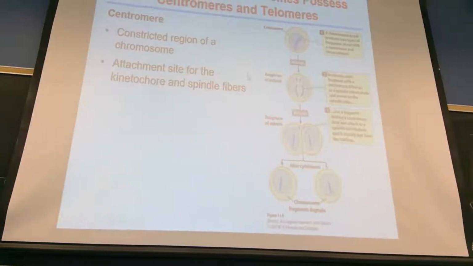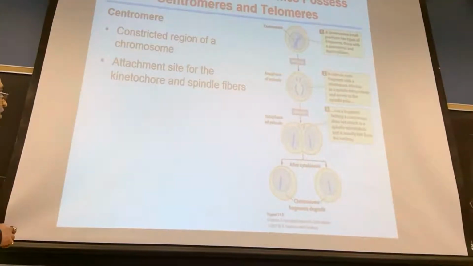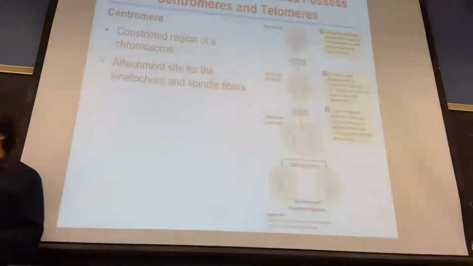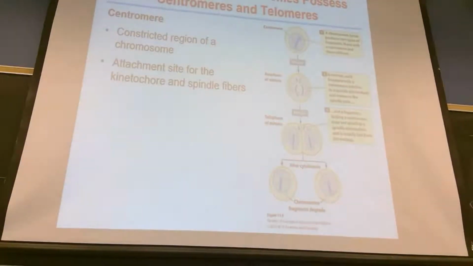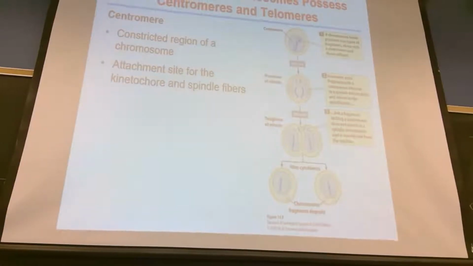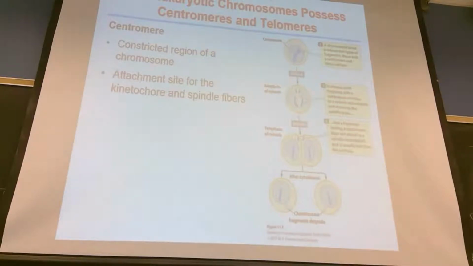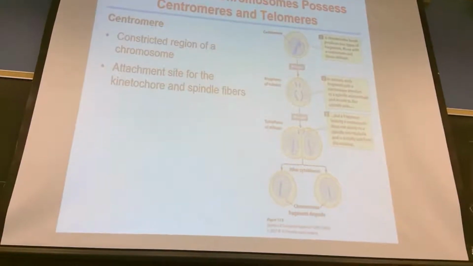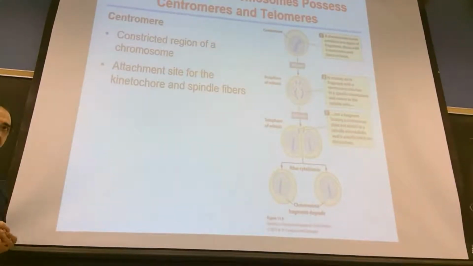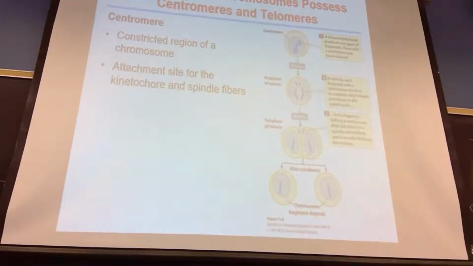Now, in the eukaryotic chromosome, there are two very important parts. One is called the centromere and one is called the telomere. The centromere is the constricted region. It contains the attachment site for kinetochore proteins, and the kinetochore is responsible for the attachment of spindle fibers. Generally, in the centromeric location, there is no active gene. It is highly heterochromatinized, and its only function is attaching the spindle fiber during cell division.